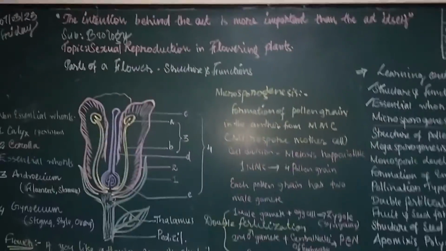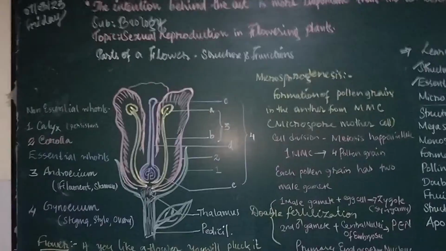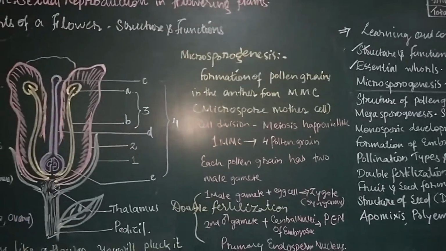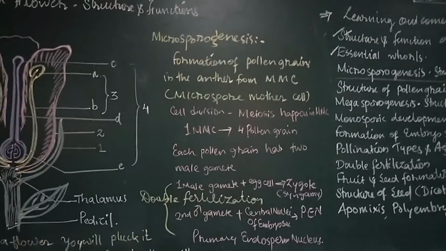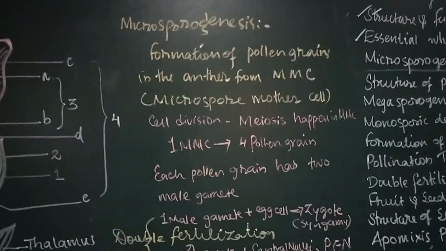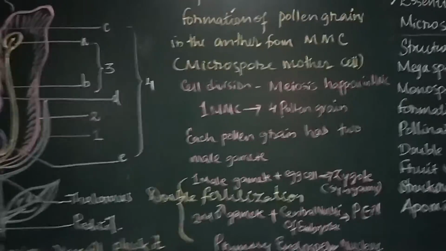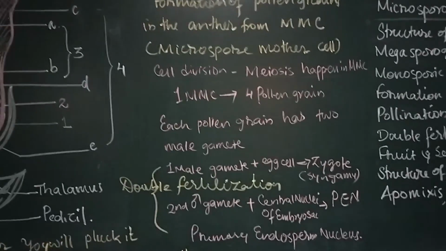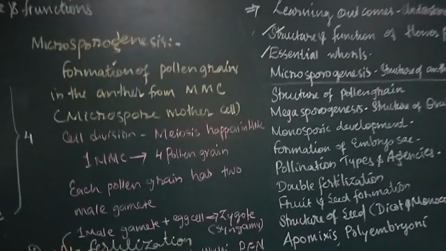In the previous classes, we have discussed the parts of a typical flower with the activity, and we have started microsporogenesis, the formation of pollen grains in the anther from the MMC, the microspore mother cell. Okay. So meiosis cell division will be happening in the microspore mother cells inside the pollen grains. So the important diagrams, here it goes.